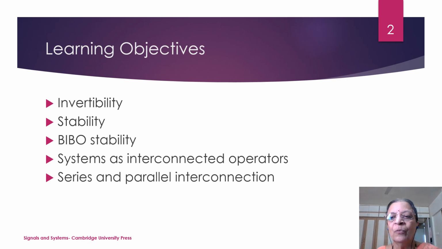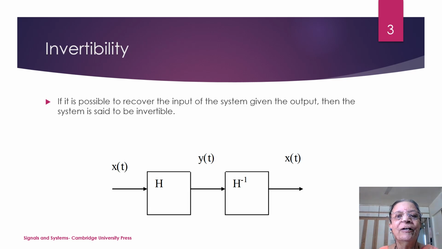Following are the learning objectives for today's lecture. Invertibility of the system, stability of the system, what we call BIBO stability, bounded input, bounded output stability, systems as interconnected operators, and series and parallel interconnections. So, we'll start with invertibility.